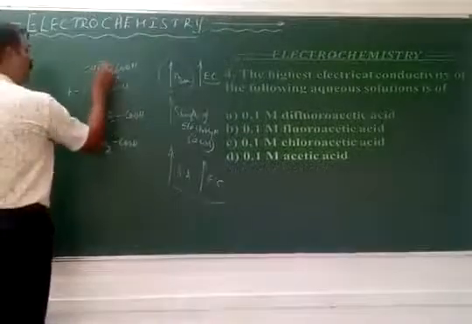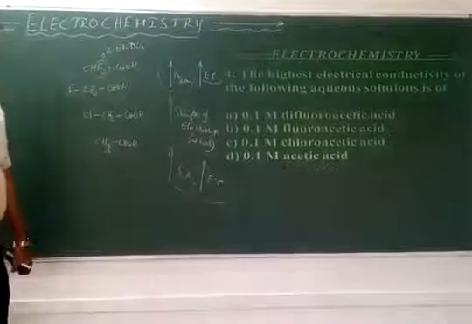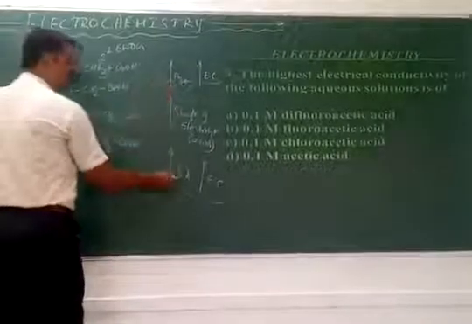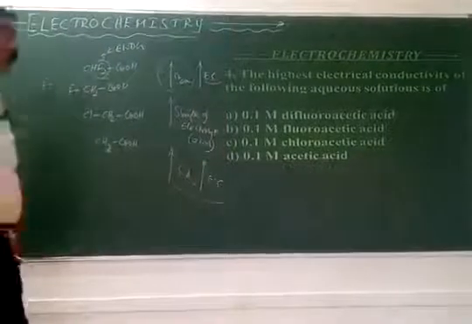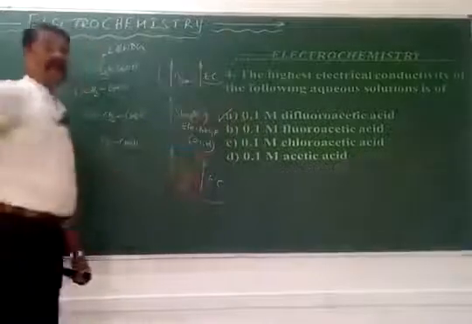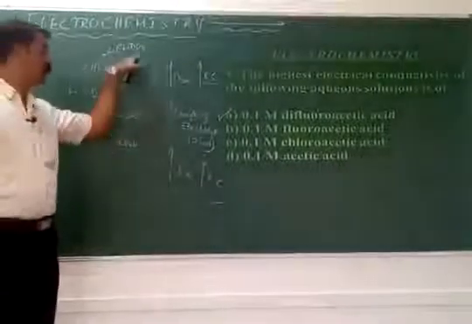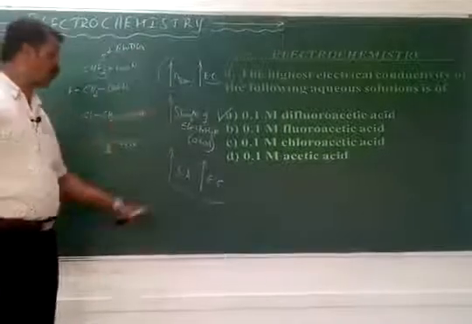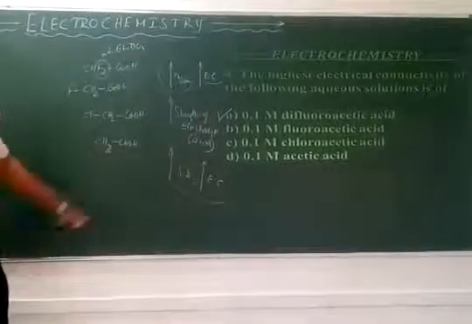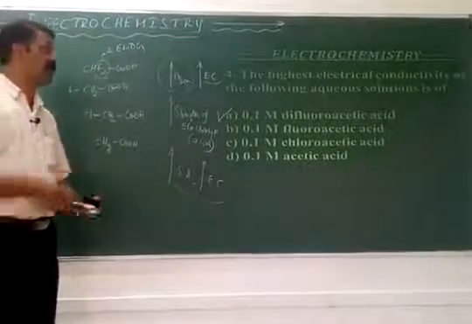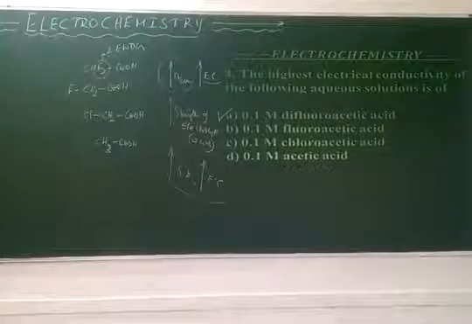But here difluoro has 2 EWGs, electron withdrawing groups. More the electron withdrawing groups, more is the acidic strength. More the acidic strength means more is the electrical conductivity. Therefore the option with respect to that one is going to be A, that is 0.1 molar difluoroacetic acid, because of the presence of 2 electron withdrawing groups. It has more acidic strength, more acidic strength means more ionization, and more ionization means more electrical conductivity. Therefore, it is 4A. Let's move on to the 5.